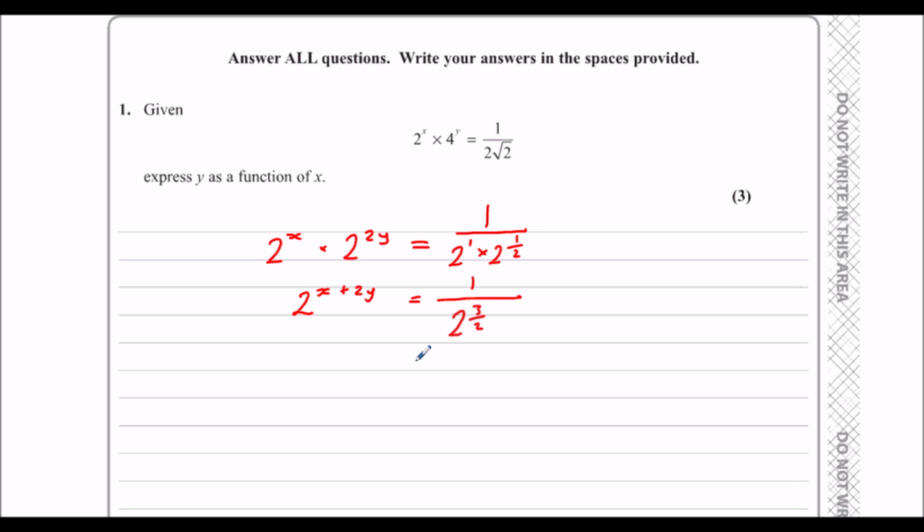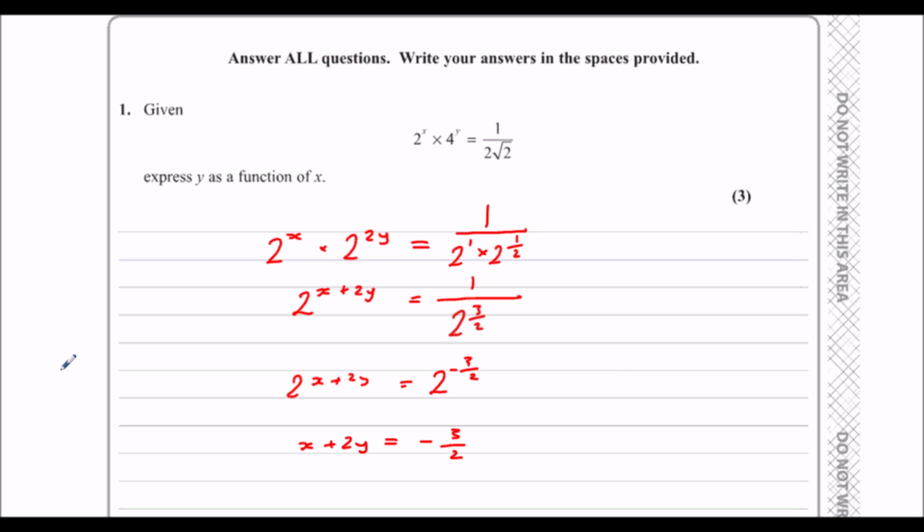And when we've got 1 over, flipping is the same as having a negative power. So 1 over 2 to the power of 3 over 2 is the same as 2 to the power of negative 3 over 2. So we've got a power of 2 on the left, a power of 2 on the right, so the two powers must be equal. So x plus 2y must be equal to negative 3 over 2.